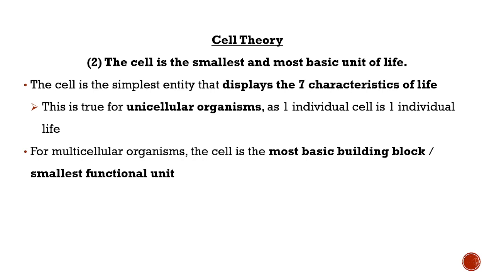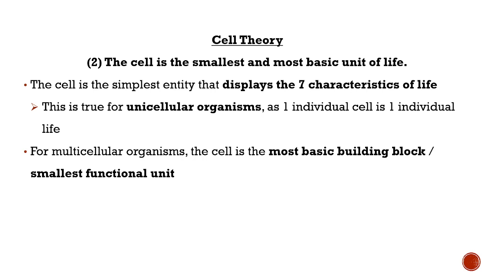That for something to display all 7 characteristics of life, the simplest form it can be is one cell. And for a multicellular organism, one cell is the most basic unit, the most basic functional unit or building block. So this is what statement 2 is saying.